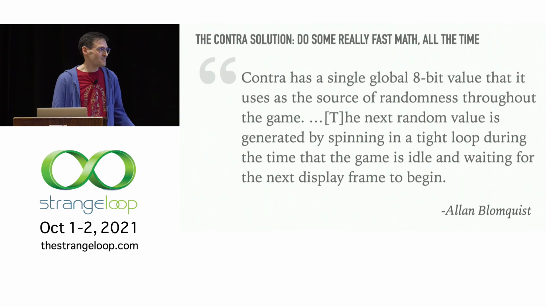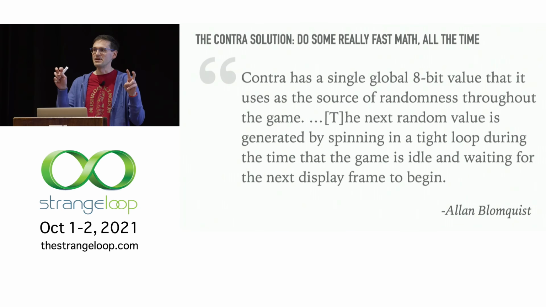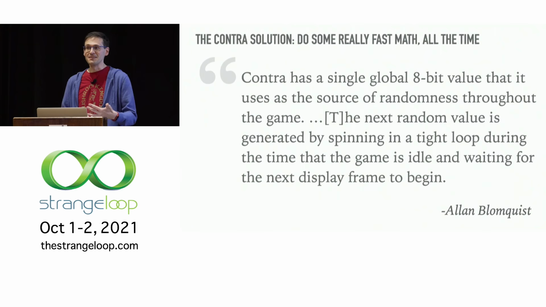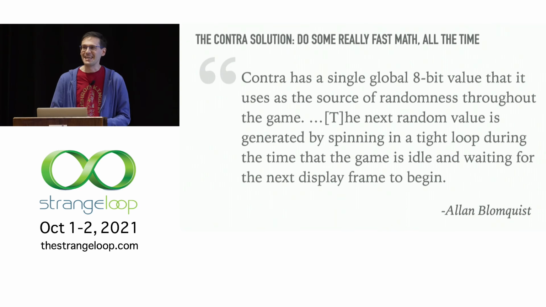So Contra has the stupidest approach of all. Contra's approach is there is 1 byte of memory that stores your current random number. And when Contra is not busy doing something else, like collision detection, it figures out the current frame number, and it adds that into the random byte as fast as it possibly can, until the next frame of graphics starts, and then it stops, and that's your random number.